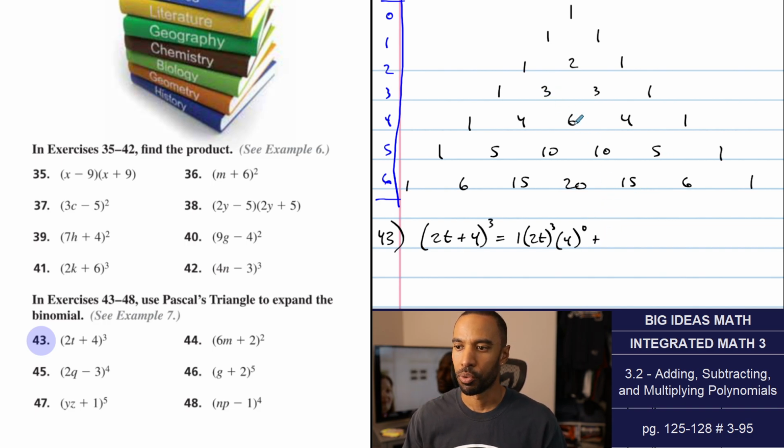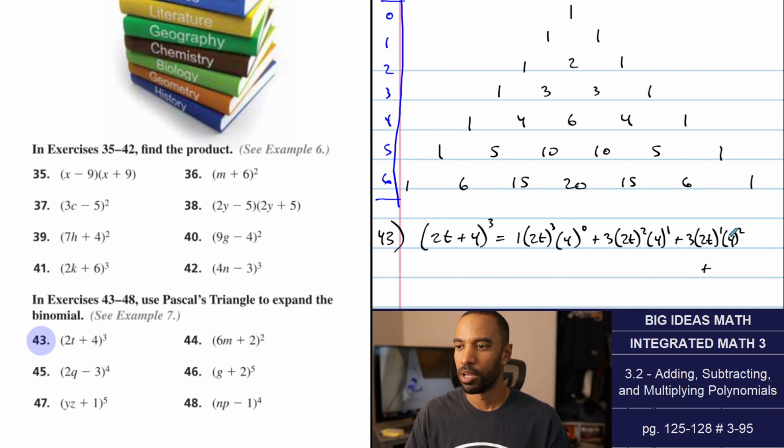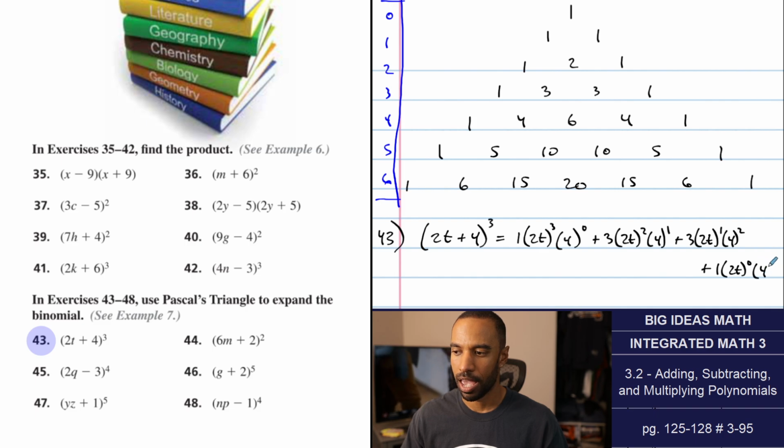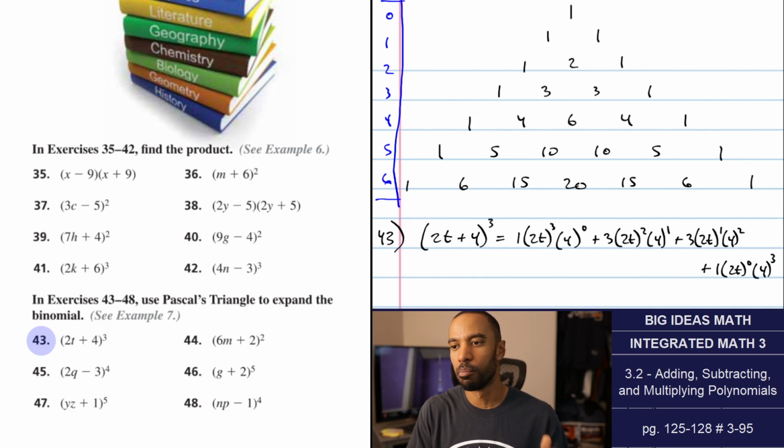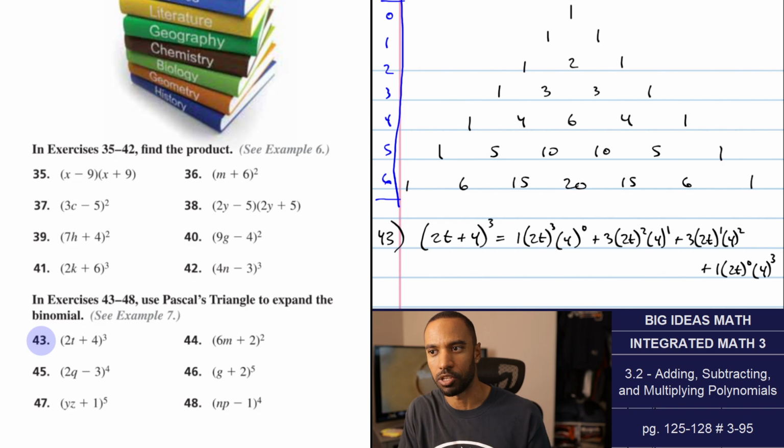Plus 3 times 2t is now raised to the 2nd power, and 4 is raised to the 1st power. Plus this 3 times 2t is raised to the 1st power, and 4 is raised to the 2nd power. Plus, I ran out of room, plus this 1 times 2t raised to the 0 power, and 4 raised to the 3rd power. So that's the more expansive version of using Pascal's triangle for that.